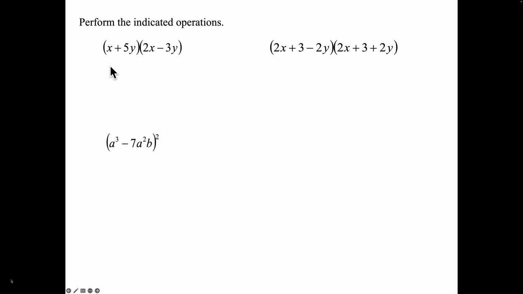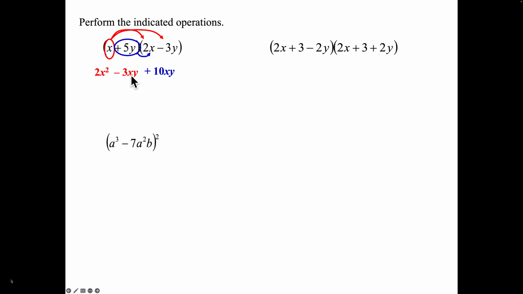Multiplying doesn't change. It's just that you're going to have different terms here. So you have an x term, y term, y term. So the middle terms should cancel. So as you FOIL this, x times 2x is 2x squared. X times a minus 3y is a minus 3xy. Plus 5y times plus 2x is a plus 10xy.